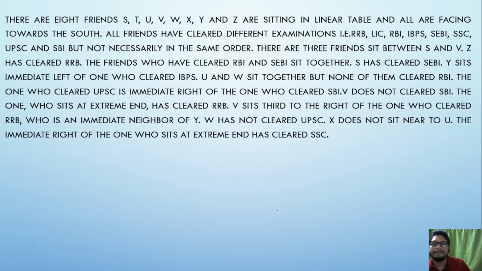You should understand what the question is actually trying to say. In our situation, the question is conveying that there are 8 friends. These are the names of the friends. They are made to sit in a linear arrangement. Till now, some picture gets clear in our mind.